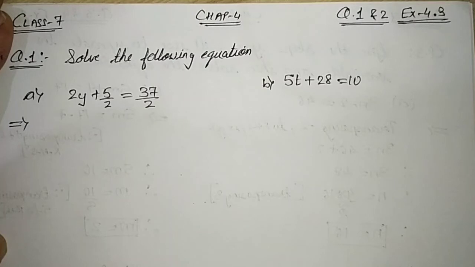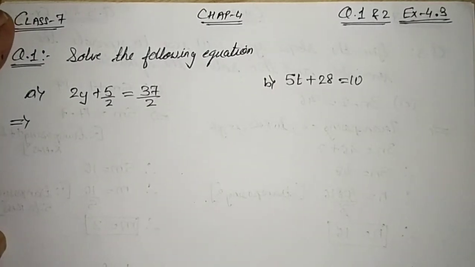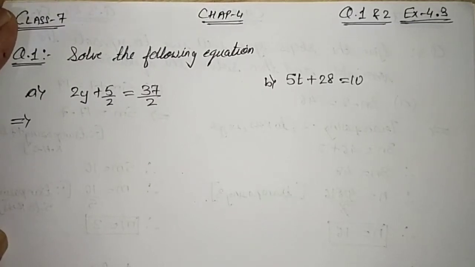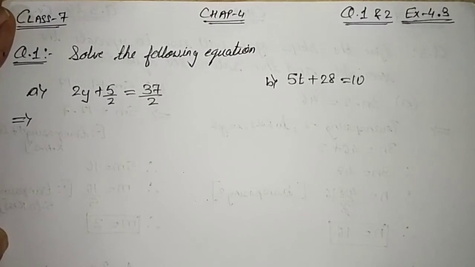4.3 of chapter 4. Chapter name is simple equation. Question number 1 says solve the following equation. Students, we are going to solve in the same manner which we have solved in exercise 4.2, but here the sums which they are giving us will be a little bit more difficult compared to the first exercise. Difficult in the sense difficulty level will increase slowly, gradually, right?